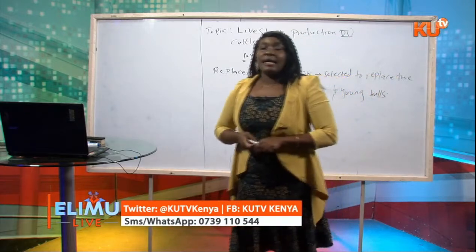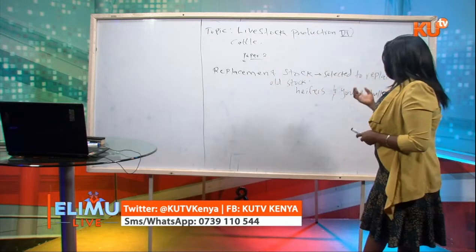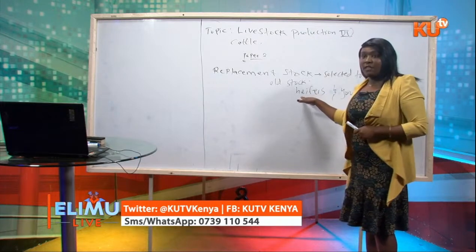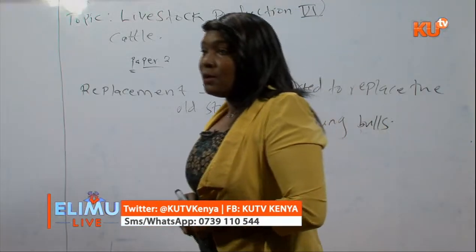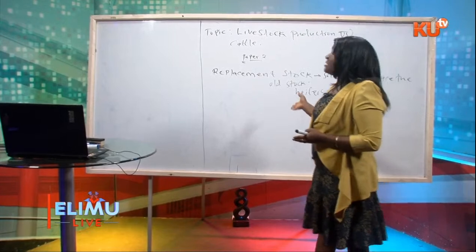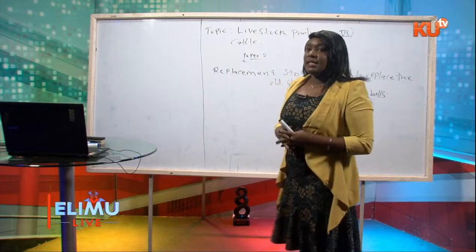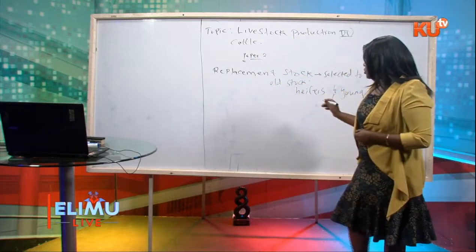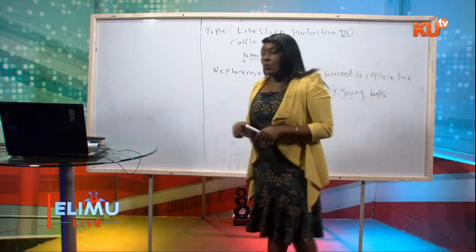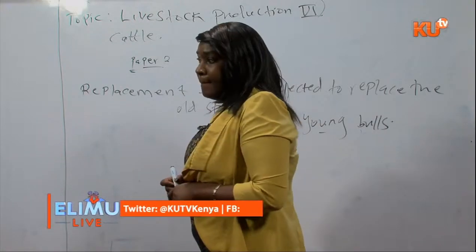If I refer you back again to Form 3, we looked at the characteristics of good replacement stock, and of course they should be young. That is where we are talking of the heifers, which are the young female cattle. We're also looking at the young bulls, which are the males that are meant to replace the old ones that are wearing out. When animals become old, they become less productive, and therefore we need to replace them with younger animals, which we select carefully in order to enhance production in your farm.